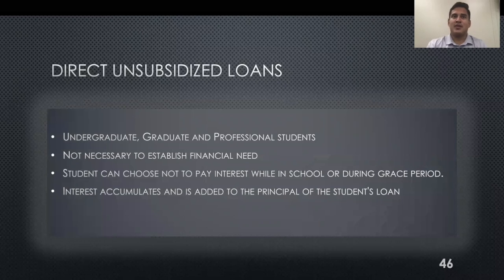The third type is a direct unsubsidized loan, typically for undergrad, grad, and professional students. It's not necessary to establish financial need, and the student can choose not to pay the interest while in school or during the 6 month grace period. However, interest accumulates and is added to the principal of the student loan.